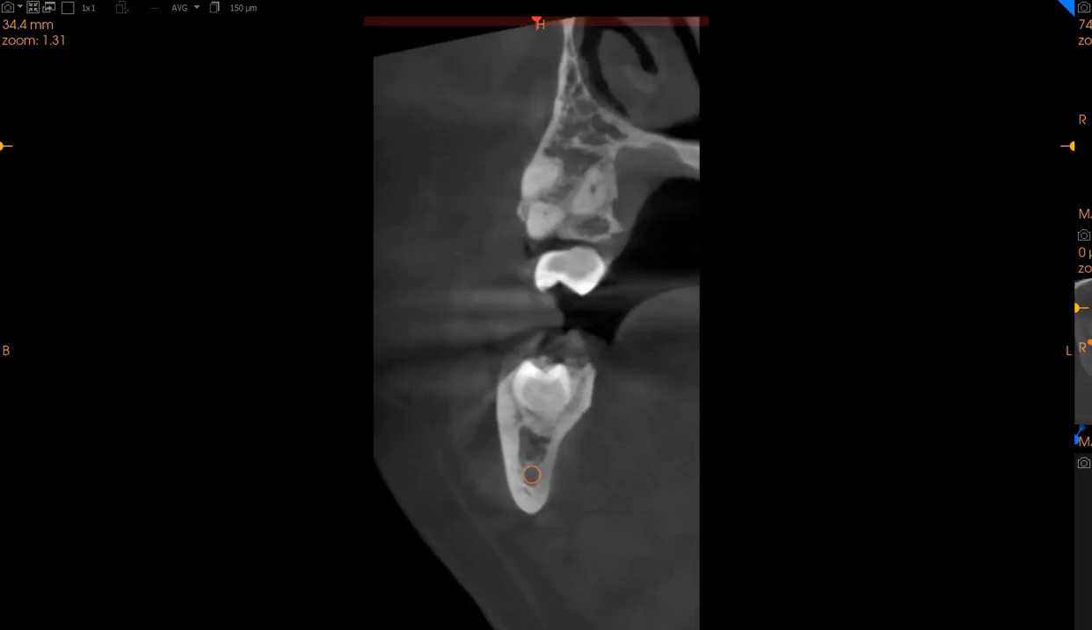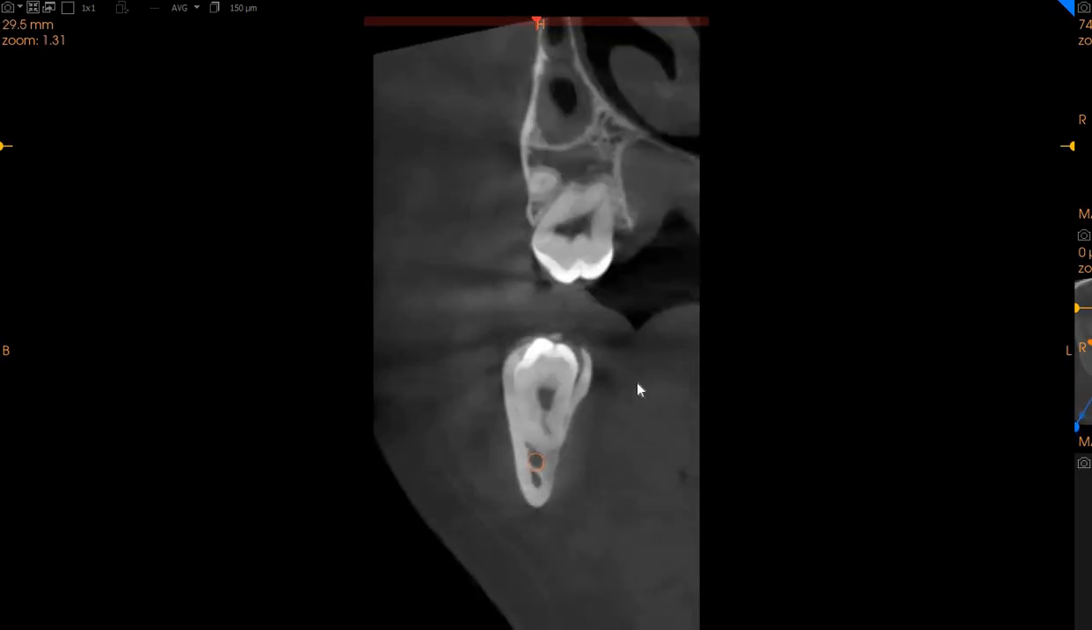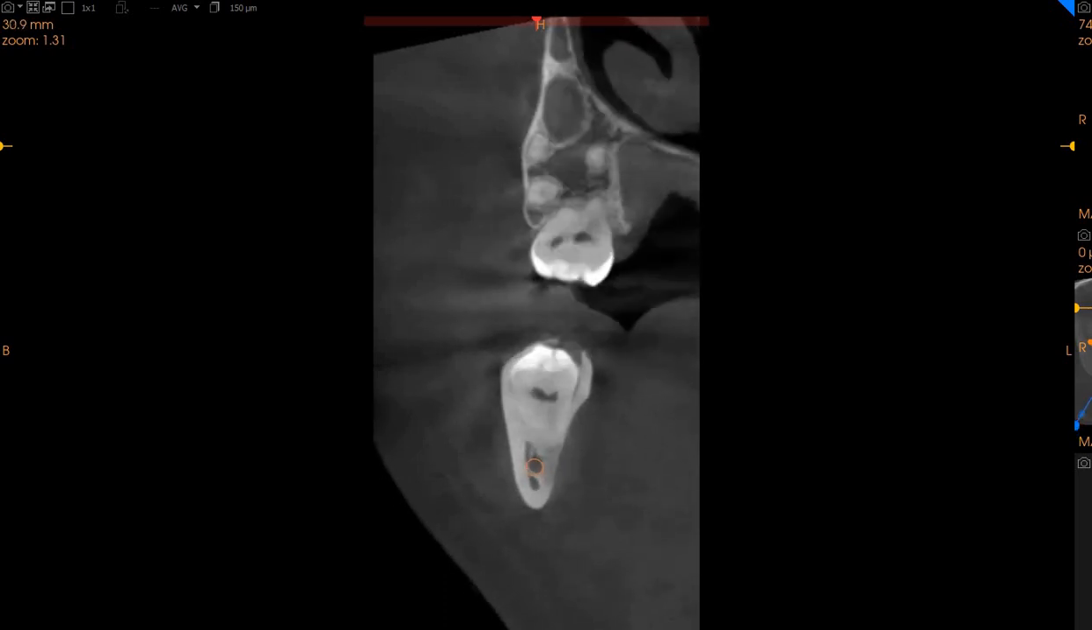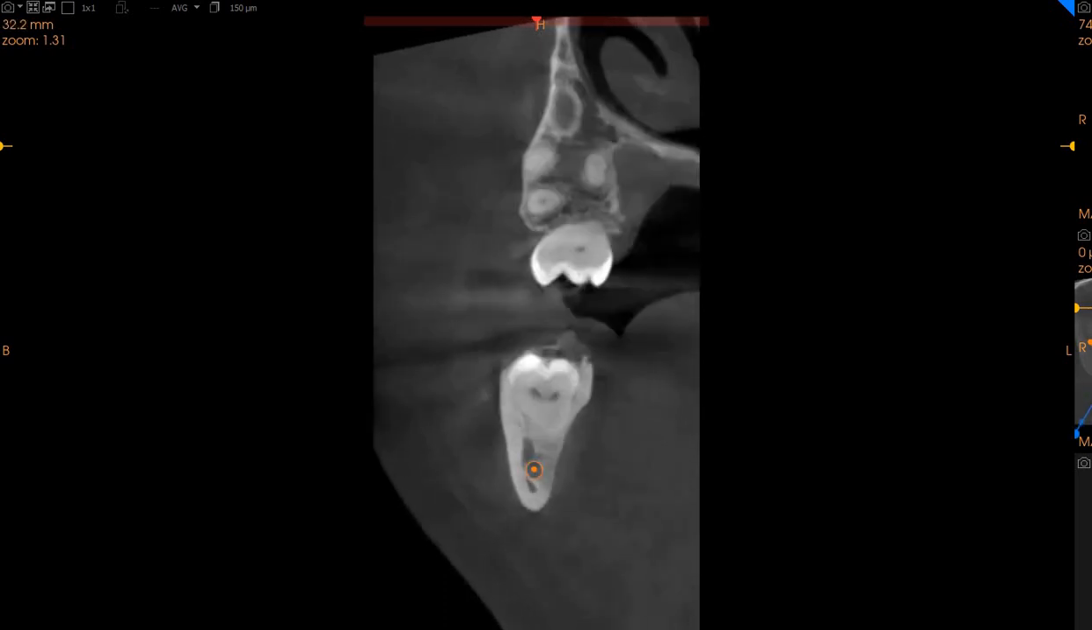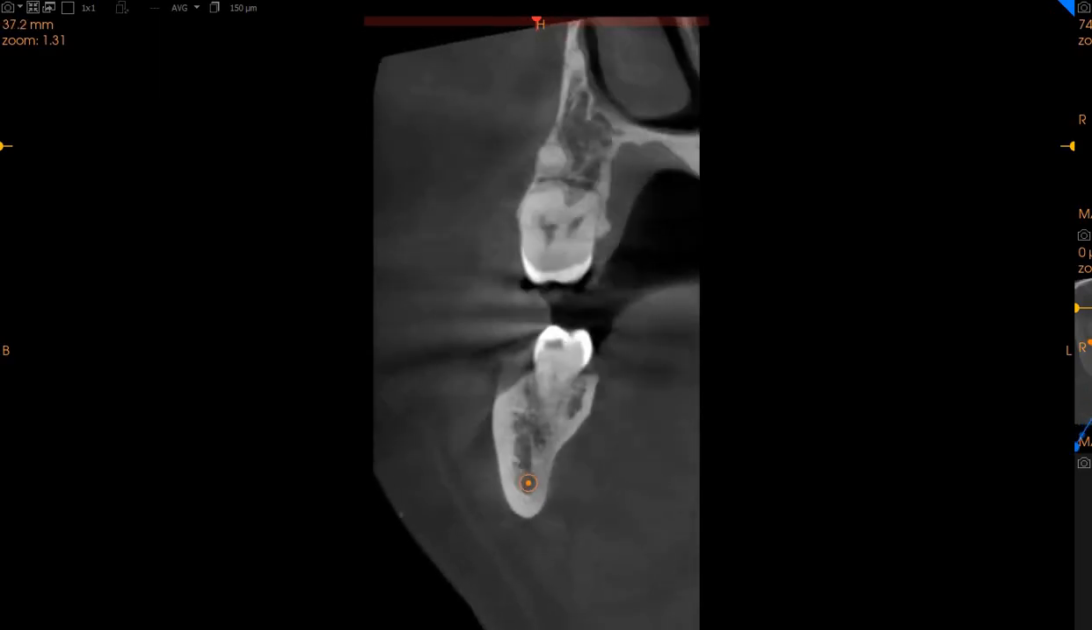So this is the lower right 8 now. The lower right 8 is in very intimate contact with the inferior alveolar nerve that you can see right here. It has two fused roots, but both of them are very intimately in contact with the inferior alveolar nerve, and that's something to be kept in mind.